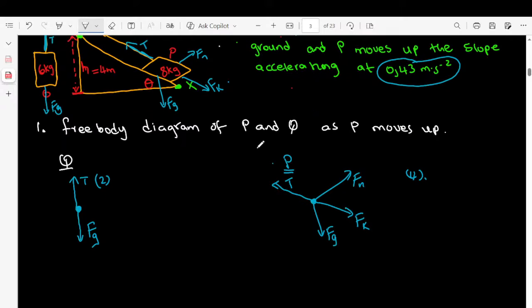Right. The next question says, calculate the magnitude of the tension.